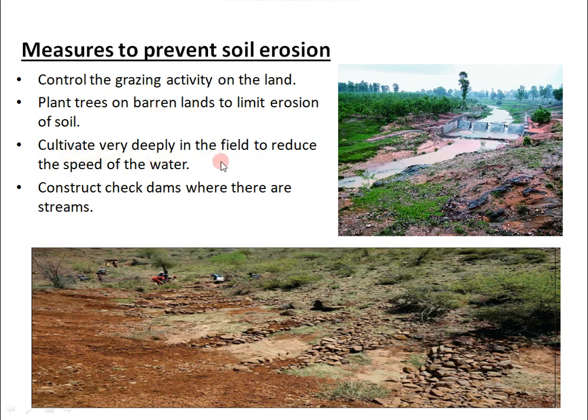Cultivate very deeply in the field to reduce the speed of the water. Roots should be cultivated very deep in the soil, so they can stop the flow and speed of the water. Construct check dams where there are streams. Here in this image, these are temporary check dams. Like that we can obstruct the speed and flow of water by building these types of check dams where the streams are flowing.